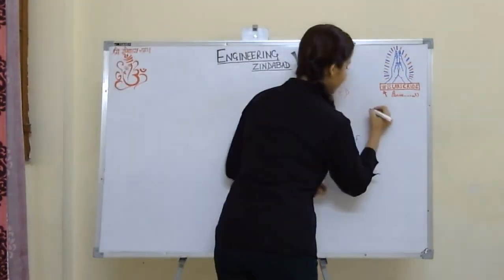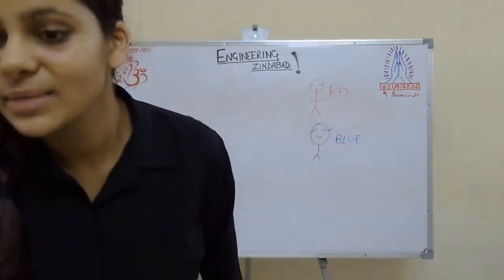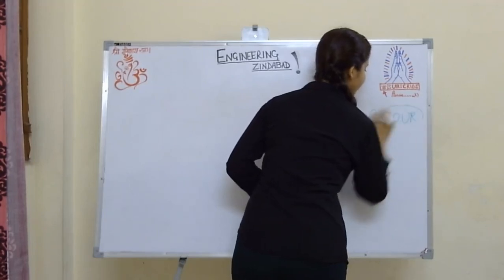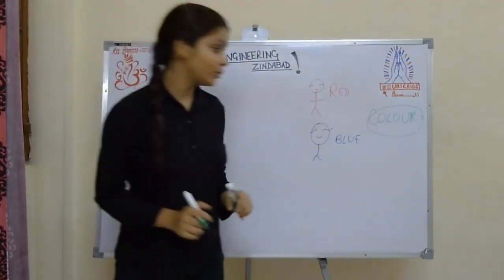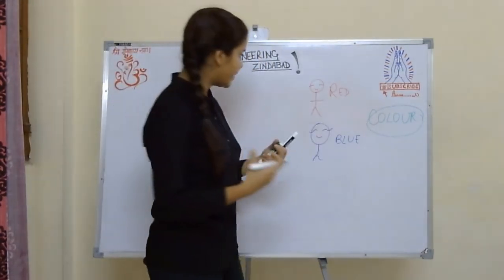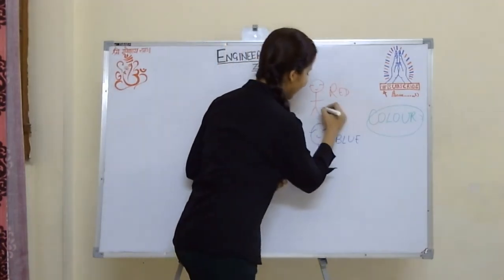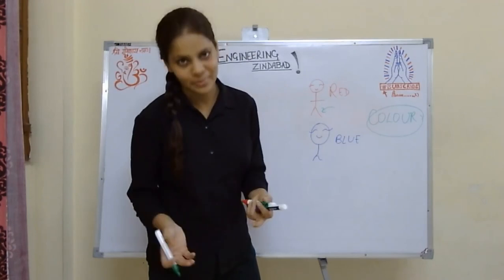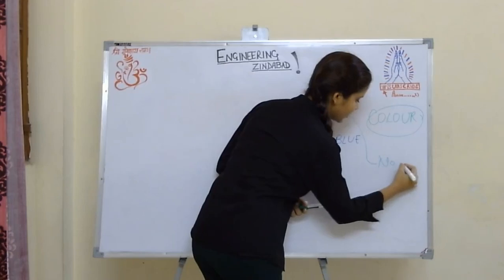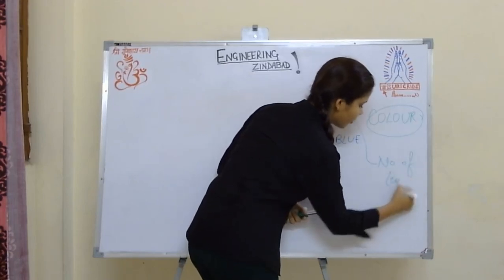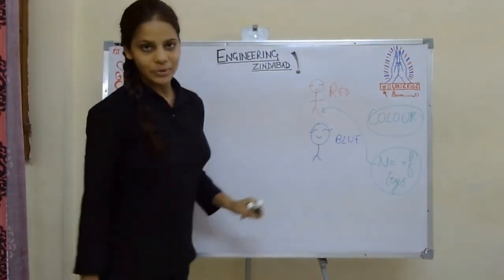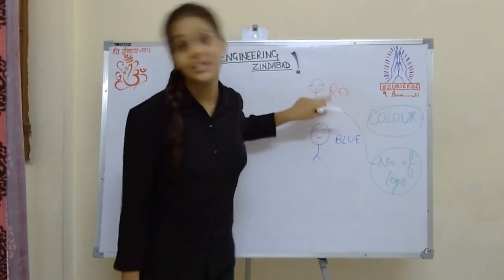So what am I saying? That color is one of the attributes that we are considering. The other attribute that we can consider is, say, the number of legs. Because this is a robot, it can have multiple legs also. Let's take an example that every robot can have a different number of legs. So these are the two attributes of robots in general.